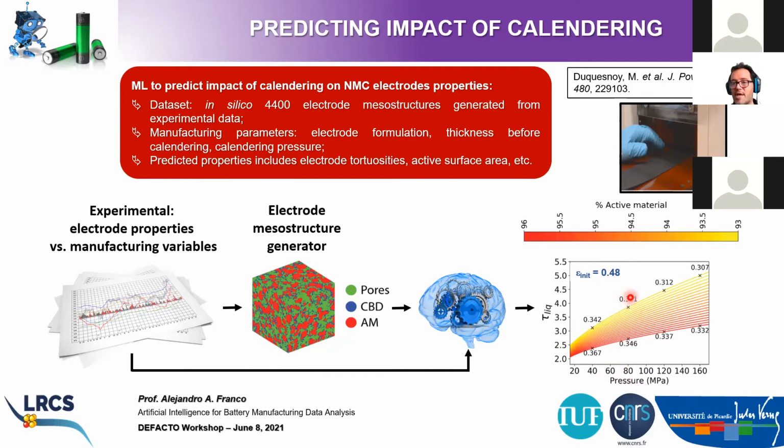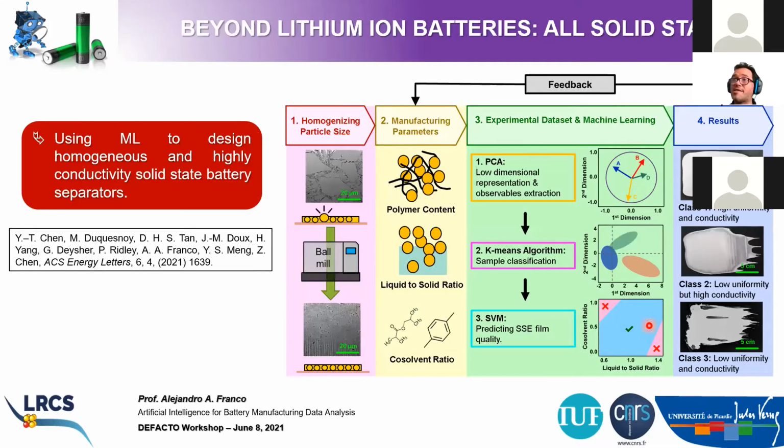And the numbers that you can see here with the little cross correspond to the porosities achieved after the calendering process. You can, of course, extend all this to other types of batteries, such as solid-state batteries. And this is another example of work that we recently published.